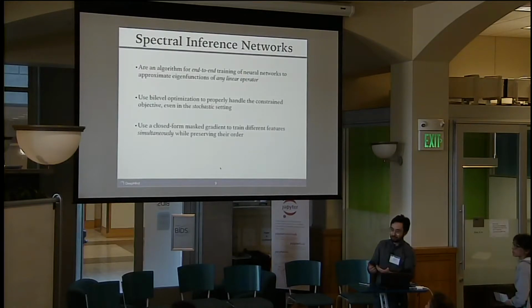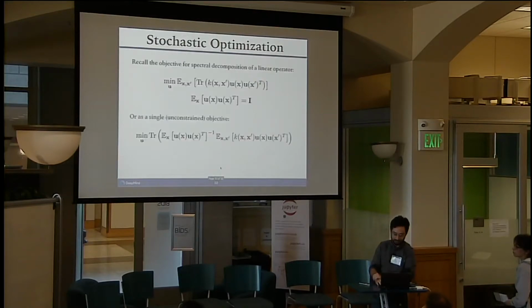You start to encounter problems because of this constraint on the expectations. It's very hard to optimize this just from mini batches. So we use bi-level or two time scale optimization so that we can actually handle this from finite mini batches. And also we actually want to get an ordering on the different eigenfunctions. So the first output of this neural network is the smallest eigenfunction, the second output is the second eigenfunction, and so on. And so we actually derive a closed form expression for a custom gradient that allows us to do this.